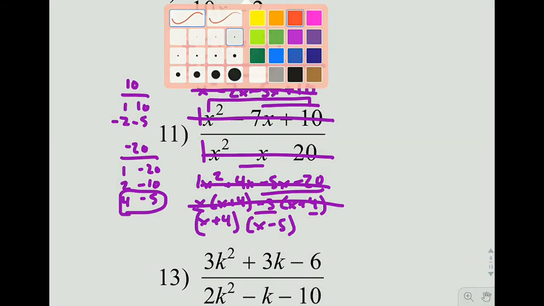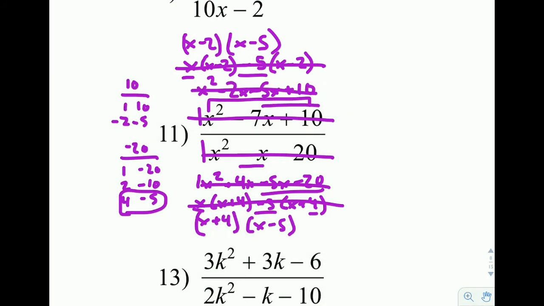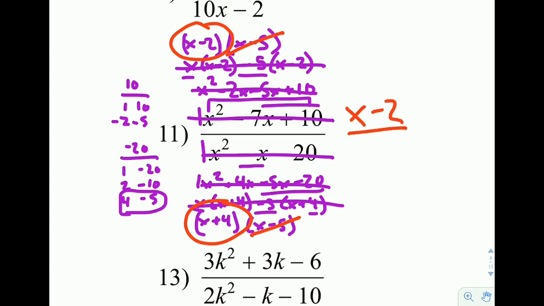I'm left with one that has an x plus 4 group on the bottom. That doesn't match up with anything, but I also have an x minus 5 group on the bottom, and that matches up with an x minus 5 group on top. When a problem is fully factored and you have groups that entirely match, you can cross out the entire group, leaving me with this left on the bottom, this left on top. So our final answer is going to be x minus 2 over x plus 4.